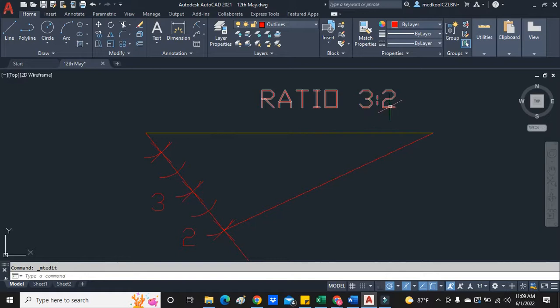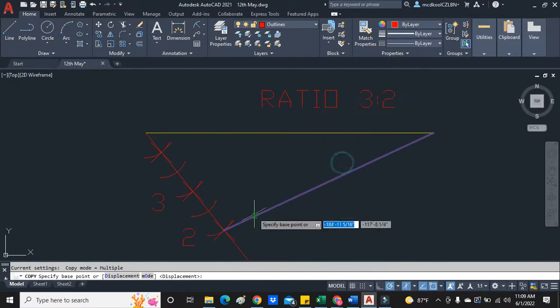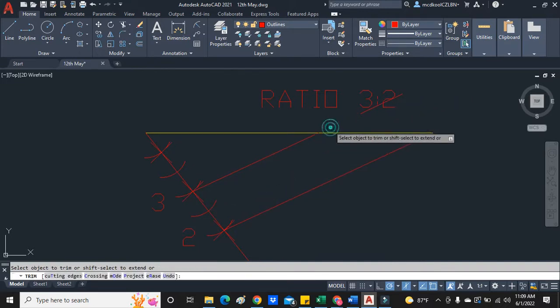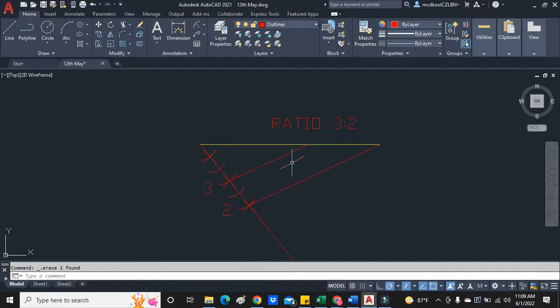So the ratio is 3 to 2. So I will only have a line for 3, and I will only have a line here for 2. So I copy this line, and I have it here by 3, and this line up here, our original yellow line, has a ratio of 3 on this side and 2 on the other. All right, do you understand that so far? Yes, sir. All right, so that's the beginning.